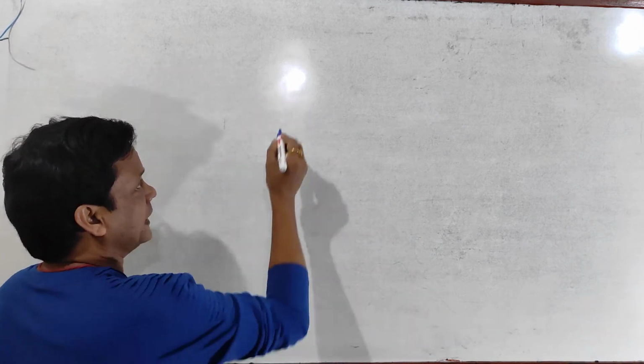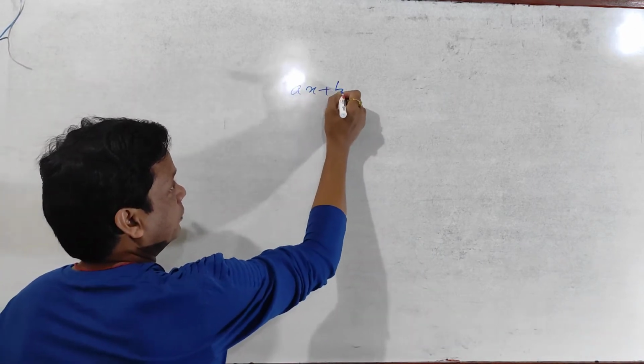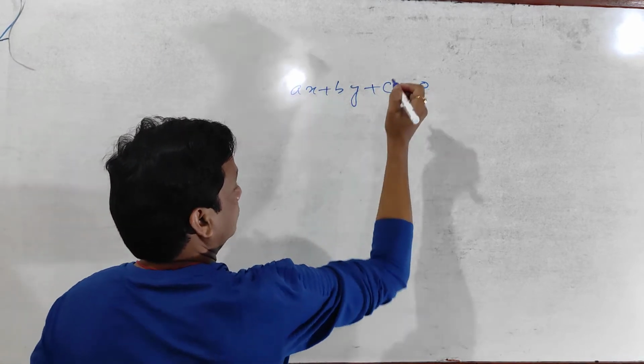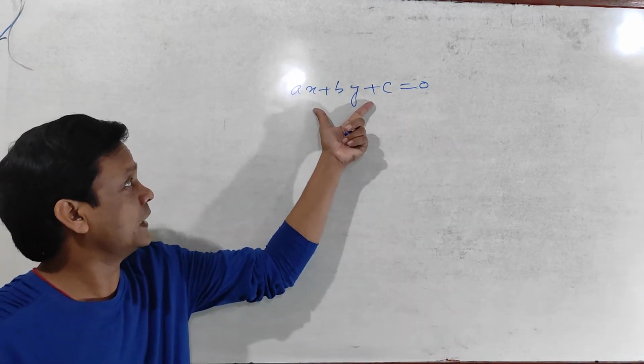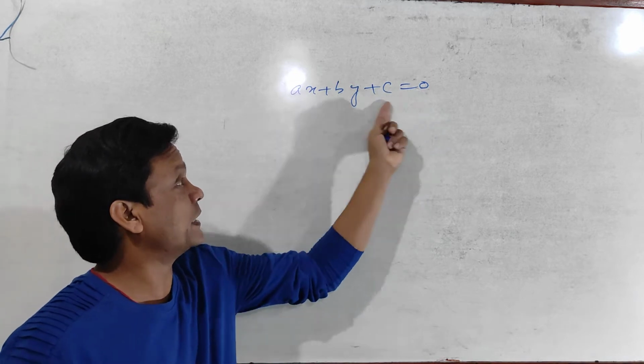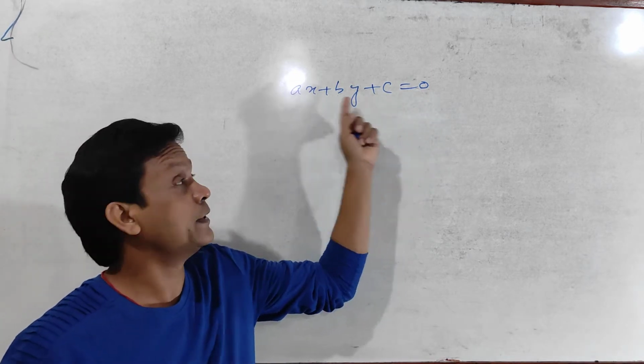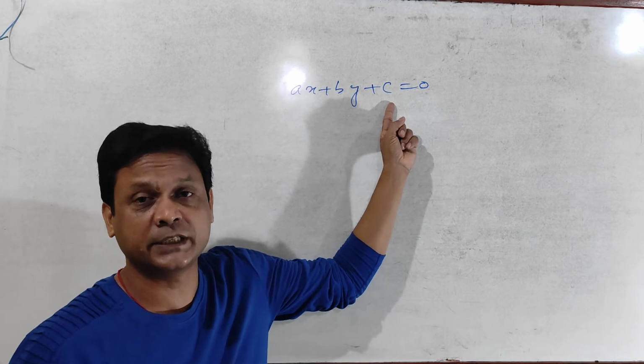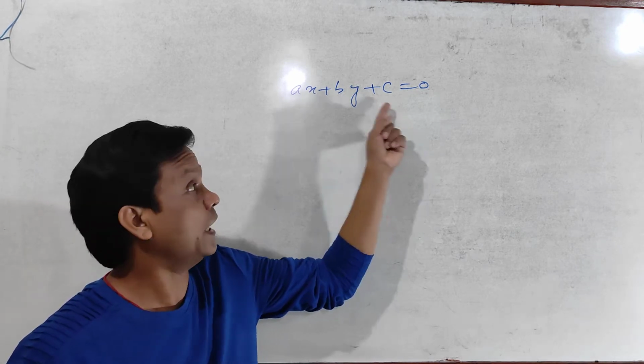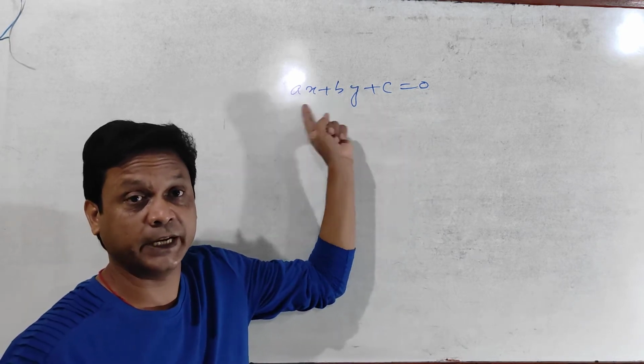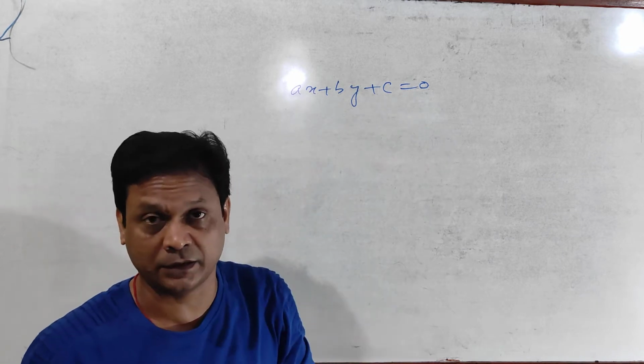The general equation of a straight line is ax plus by plus c equal to 0. That means a first degree equation in x and y represents the equation of a straight line. Every first degree equation in x and y, but in x, y, z it will represent the equation of a plane.